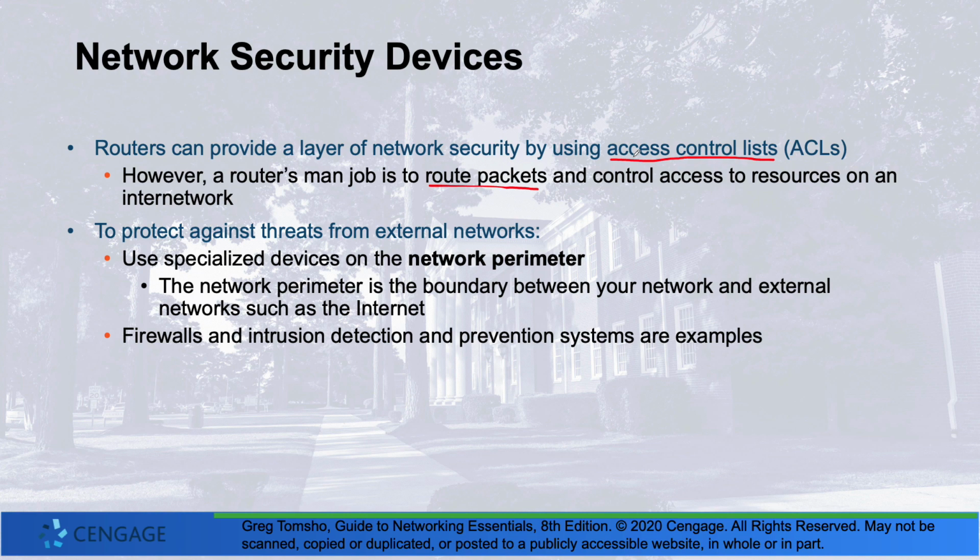The best way is to get a specialized device, and we put these specialized devices on a network perimeter. Network perimeter is the outside edge of your network where you connect to the internet. Okay? So the network perimeter is the boundary between your network and the internet. Firewalls and intrusion detection and prevention systems are examples of these network security devices.